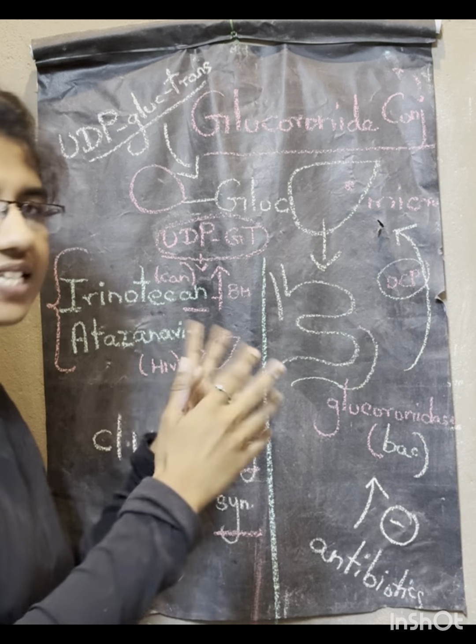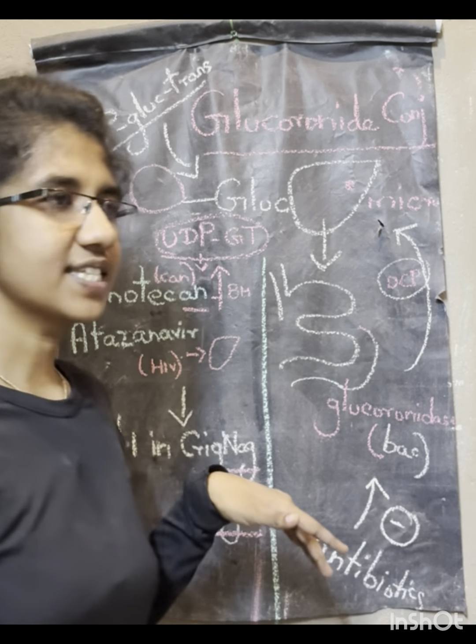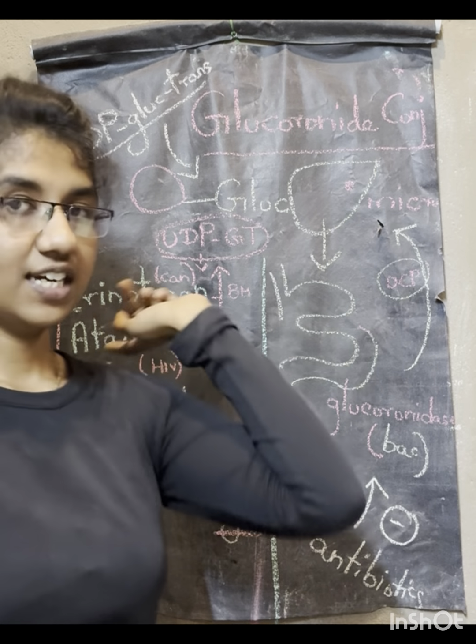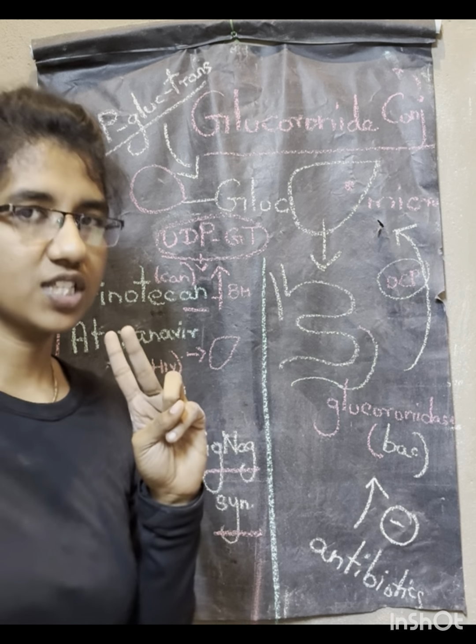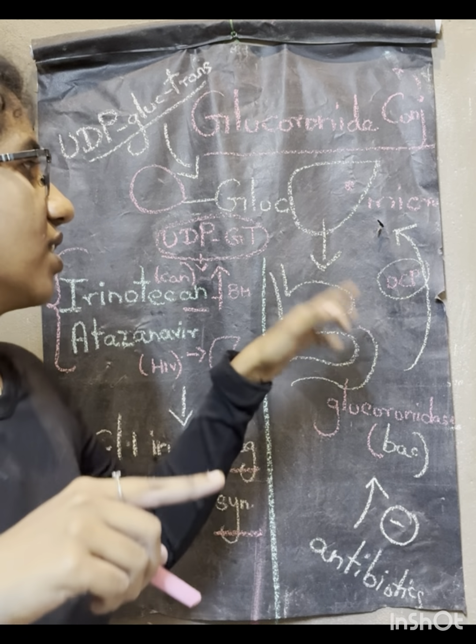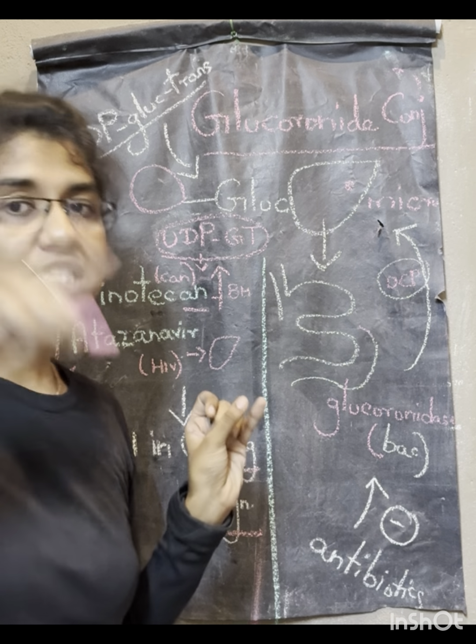That is the application. And the second application is again the OC pills. OC pills we have already seen in the phase 1 reaction. OC pills and rifampicin should not be given together because rifampicin is an enzyme inducer, so it will cause OC pill failure. That is in the phase 1 reaction.